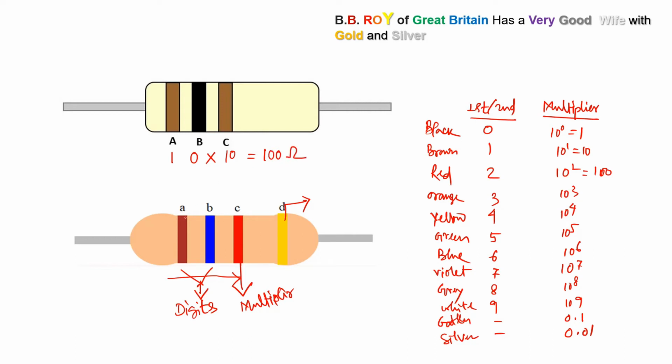So similarly, let's consider this example as well. For brown, again the first value is 1. For blue it's 6. So we got the first 2 digits. Now we'll multiply with the multiplication factor. For red it's 100. So we are getting 1600 ohms or 1.6 kilo ohms.